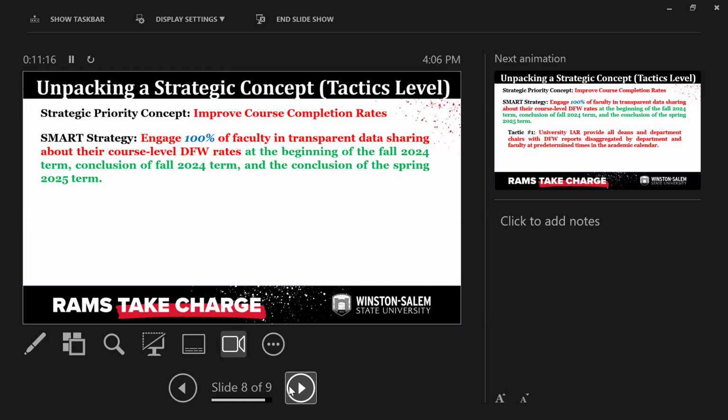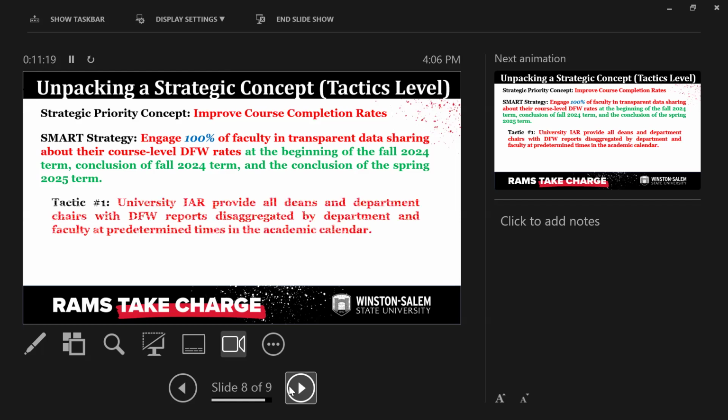Now, tactically, how would we achieve that? One tactic might be to ensure that university IAR provide all of our deans and department chairs with DFW reports disaggregated by school and college, and then further disaggregated by department, and further disaggregated by faculty member in every department. Sharing this information with the deans and the department chairs at predetermined times in the academic calendar. That's a specific tactic. That's a specific action. It's something that we can achieve. It's something that's doable. It's something that's feasible. We can get it done right now. So that's a smart tactic, if you will.